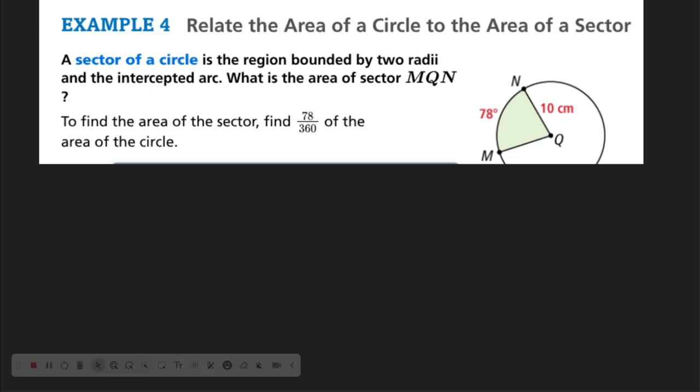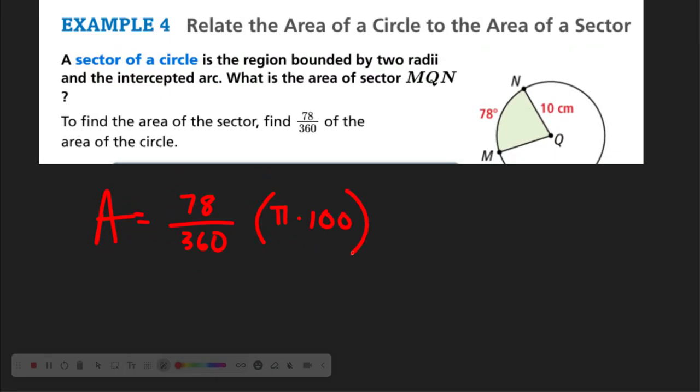Okay, we had a little technical difficulties there with the audio, but here's how you do this, okay? It would be 78 over 360, this is the area, times pi times 10 squared. And you end up for that getting 68.06 square centimeters. Don't forget your units.